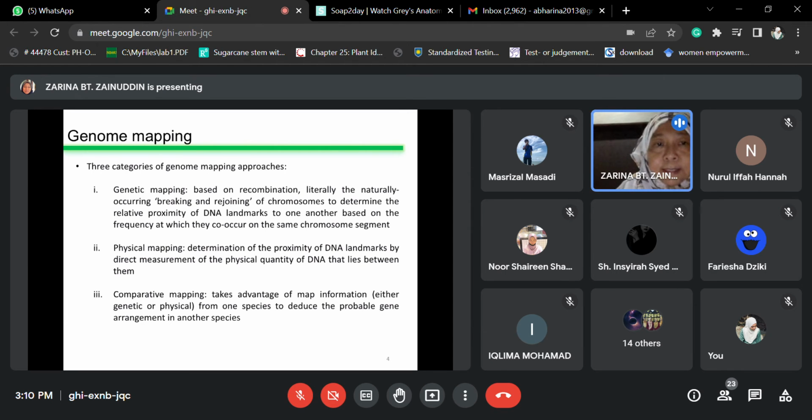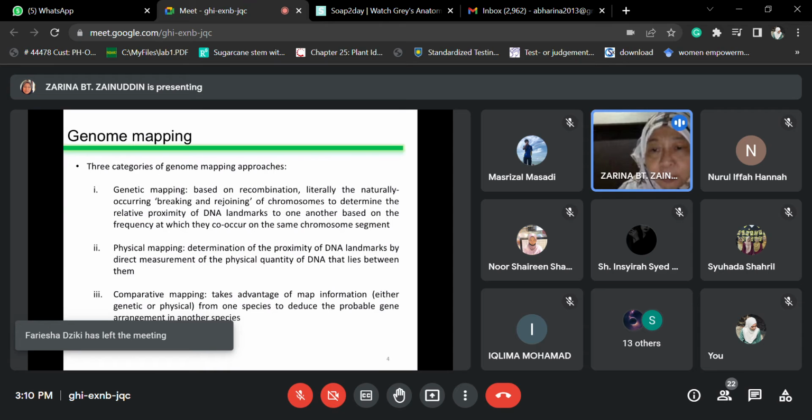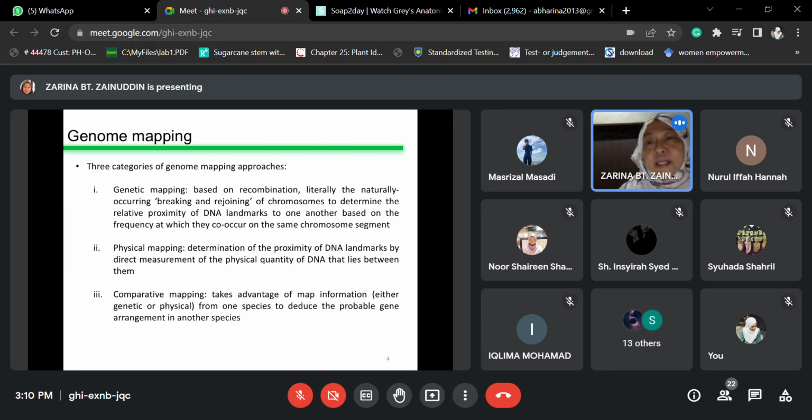So basically there are 3 categories of genome mapping approaches. One is genetic mapping, which we're going to discuss in detail. Second is physical mapping, and third is comparative mapping. We already discussed comparative mapping the other day, where we take advantage of information of one species, for example either physical or genetic, and we deduce the probable gene arrangement in another species. While physical mapping is to determine the proximity of DNA landmarks by measurement of the physical quantity of DNA that lies between them.